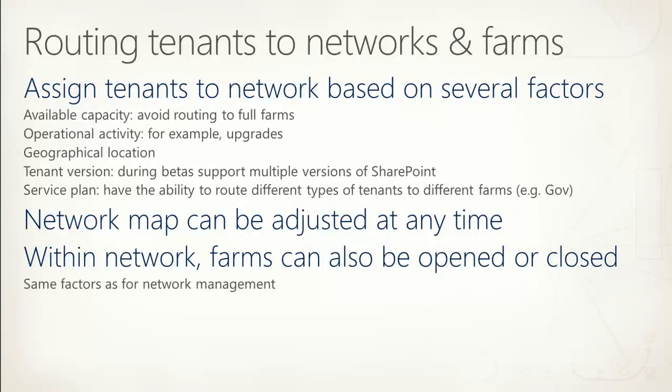Operational activity is another factor. What's going on? What upgrades or deployments are going on in a specific network? Geographical location. We want to put you in a data center close to where you are. That only makes sense. The tenant version. While we've run the betas and programs like the preview, since we don't expect a ton of traffic, we designate a certain number of networks to run that beta or that preview program out of. Even though it's a transitory state, eventually our entire system will support the 2013 experience.